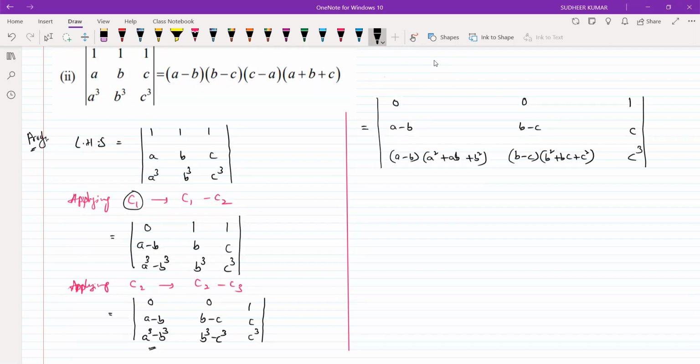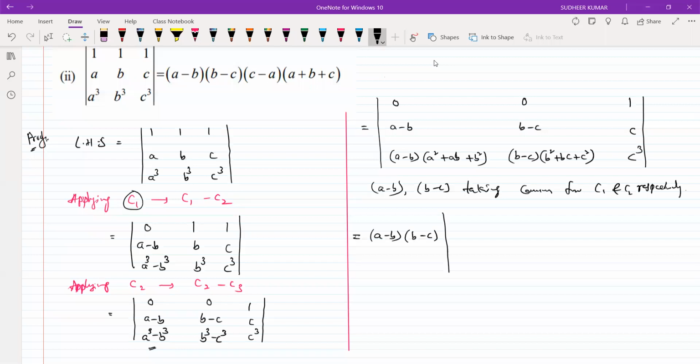Now what can we take common? A minus B and B minus C. So taking A minus B and B minus C common from C1 and C2 respectively. Then let us take the common now. So this is A minus B into B minus C. So what is the remaining value, ma? 0, A minus B taken common. So 1. Here A minus B taken common, so the other value is A square plus AB plus B square.